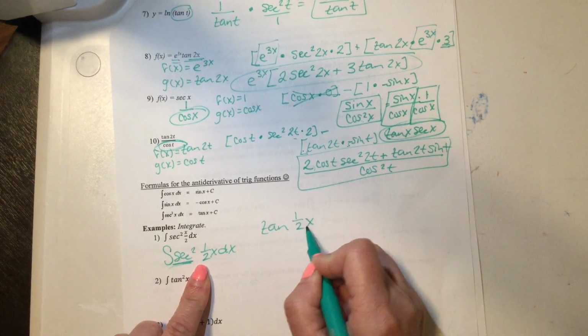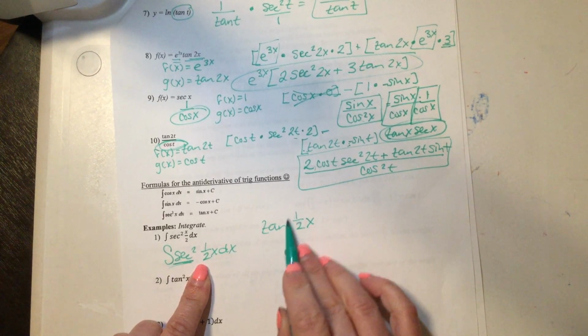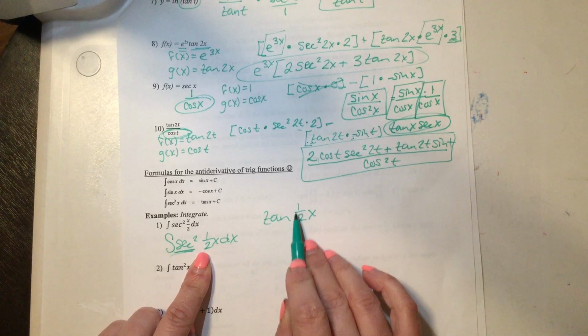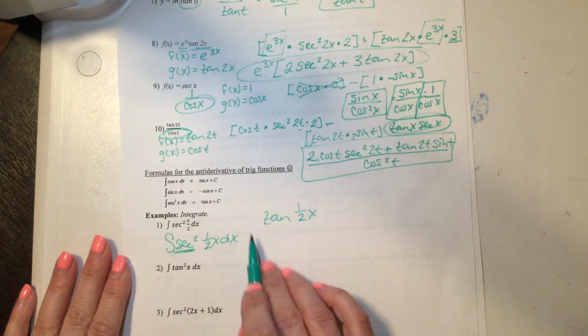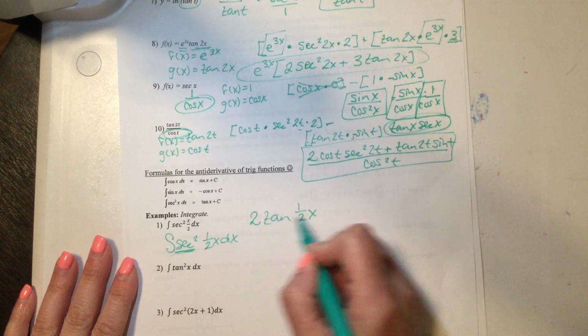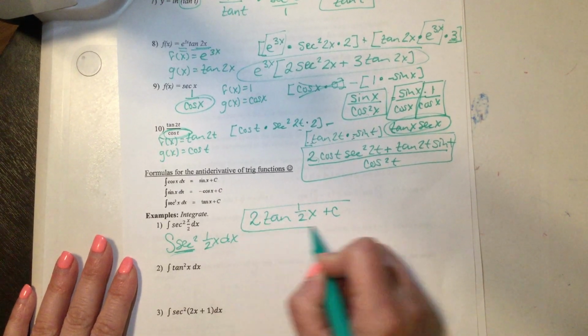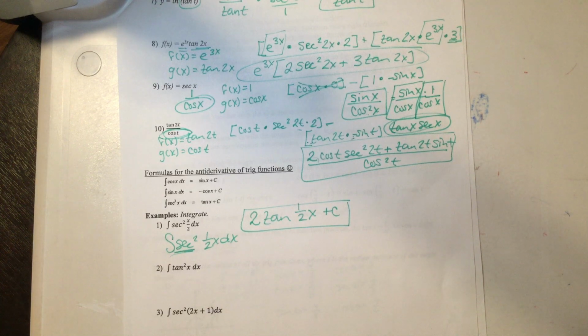I keep the 1/2 x. Now I find the derivative of this and divide it. So the derivative of 1/2 x is 1/2. If you divide by 1/2, that's the same as multiplying by the reciprocal. So my antiderivative is 2 times the tangent of 1/2 x plus c.